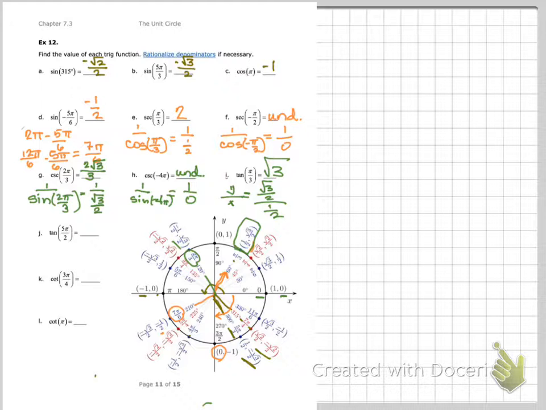Okay, our very last row here. We've got tangent of 5 pi over 2. 2 pi is once around, so that's 4 pi over 2. So our tangent of 5 pi over 2 is going to go all the way around and up here to this angle. Tangent is y over x. We get 1 over 0. This one is undefined. I know that feels a little anticlimactic, but it really is okay.